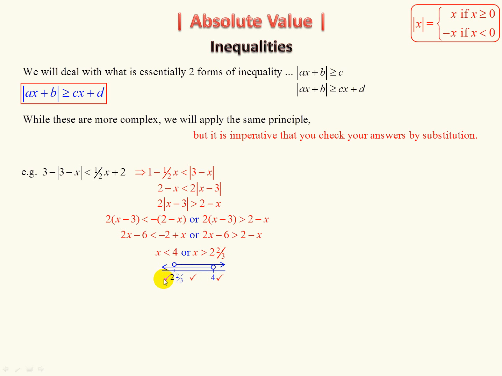Take a value less than 2 2/3, such as 0, it works. Take a value between the two, such as 3, it works. Take a value after 4, such as 5, it works. Even though it's excluded for 2 2/3 there, because it's greater than, it is included by the less than 4. Therefore, what do we get? X is an element of the reals.